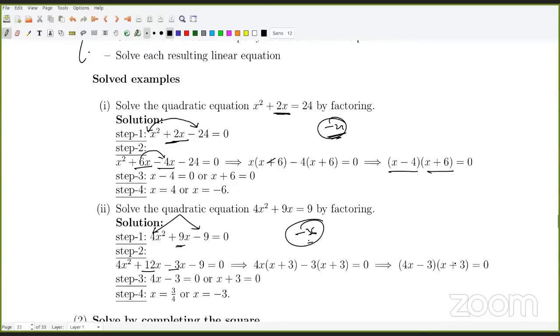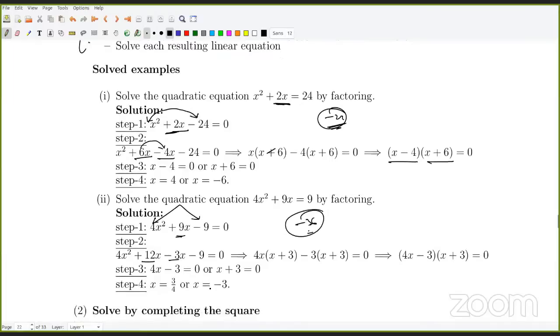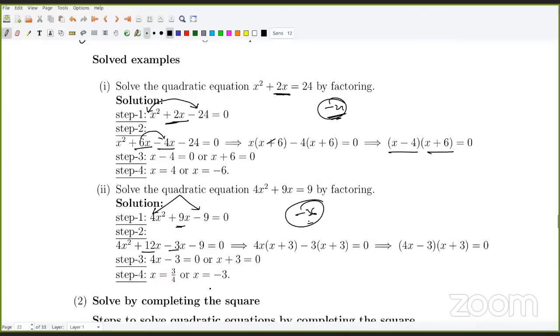4x minus 3 times x plus 3, use the zero product property, and we will get x is equals to 3 by 4 or x is equals to minus 3. Okay, this is how we find the solutions of a quadratic equation using the factoring method.